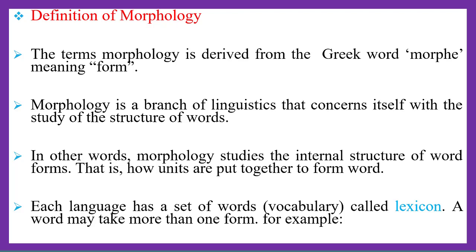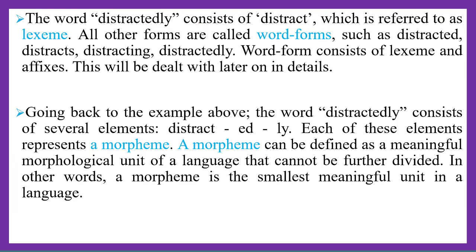A word may take more than one form. For example, the word destructedly consists of destruct, which is referred to as a lexeme. So destruct is a lexeme. All other forms are called word forms, right? Destruct is a lexeme, the smallest you can get if we break down these words into parts or into units.